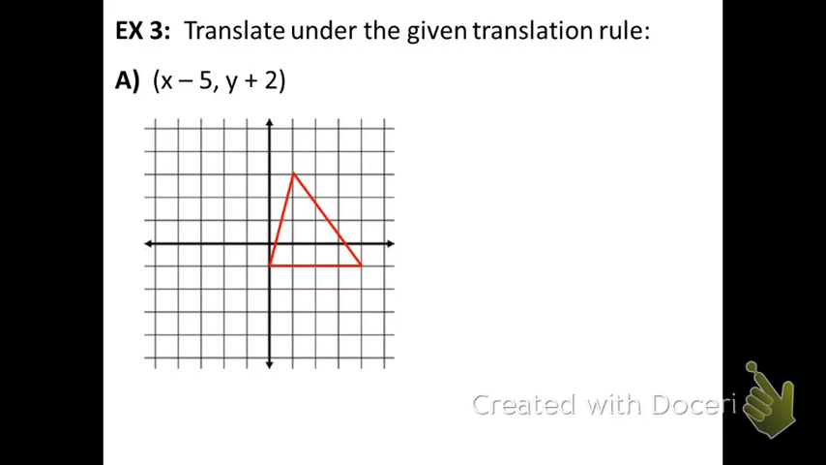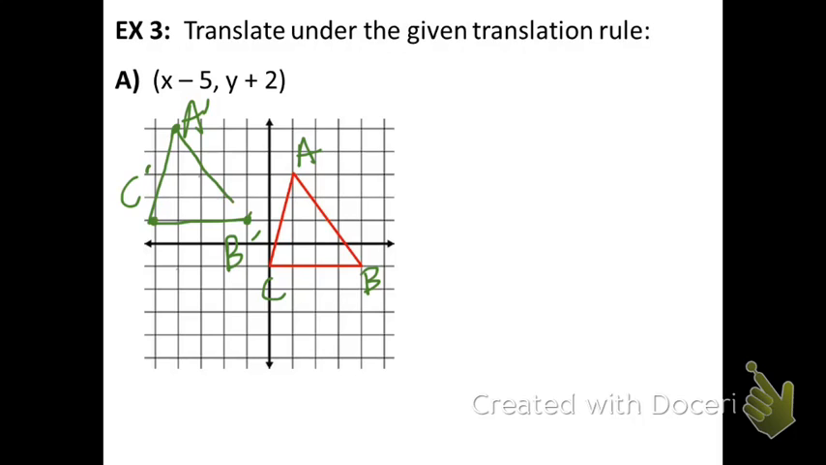So here on example 3, we've done several of these preparing for your benchmark. So I'm not going to spend a whole lot of time, but you're going to apply the translation rule. So if I have A, B, and C here, this says each point we're going to move back 5 and up 2. So I just did A prime here. I'm going to do C, back 5 and up 2, and B, back 5, up 2, and there's your B prime.